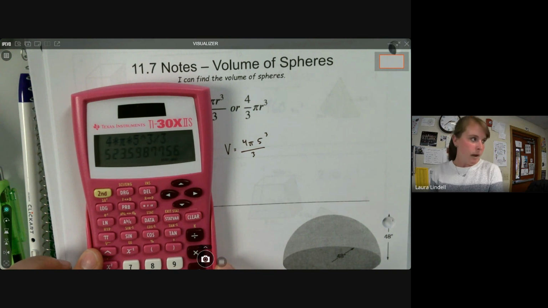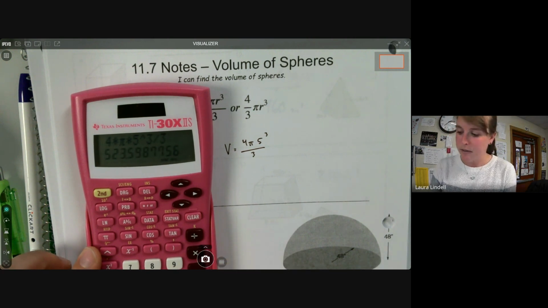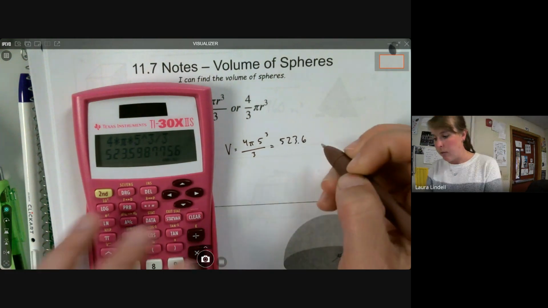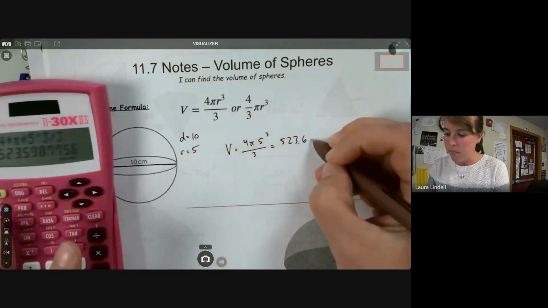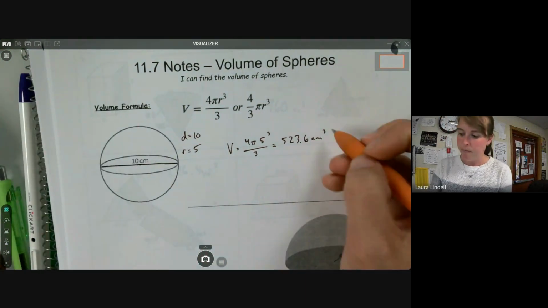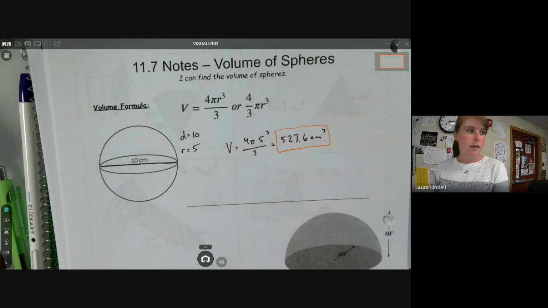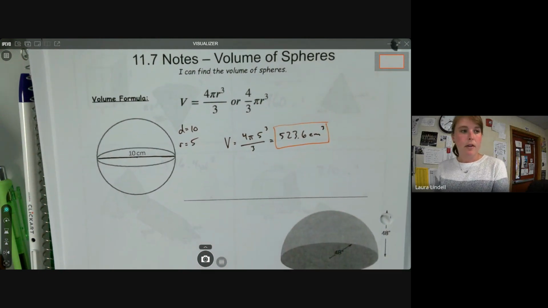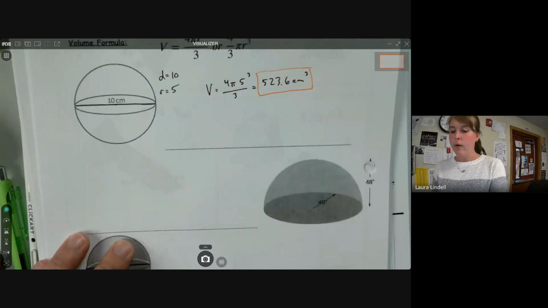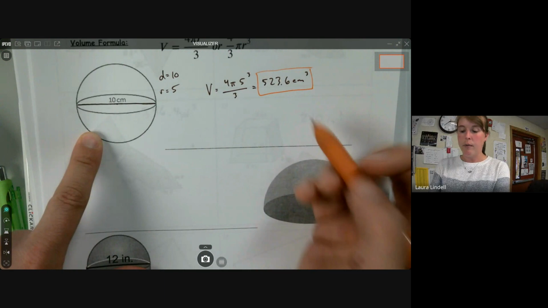And we get about 523.6. And let's see, what was that in centimeters? So centimeters cubed. There's our answer, and we're good to go. And that's it. So hopefully that's fairly straightforward to start with. So if I wanted to find the volume of a sphere, this is what I would do.